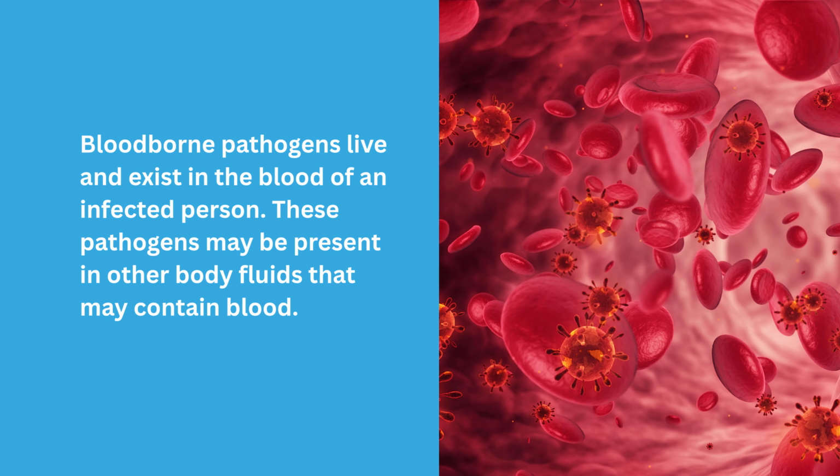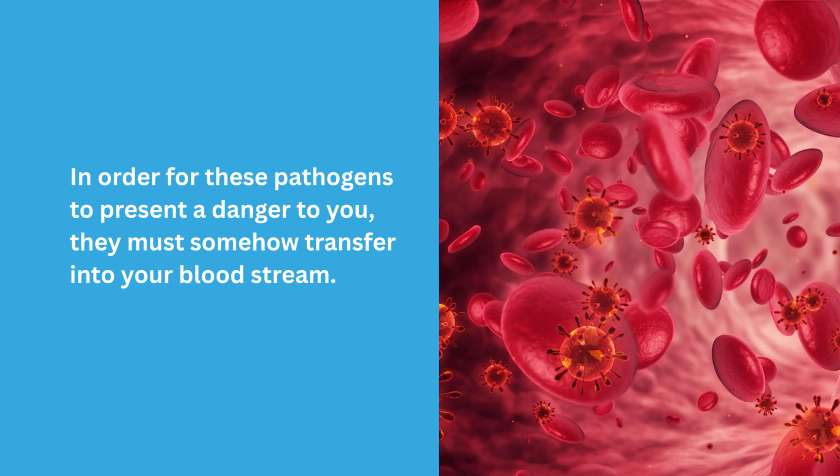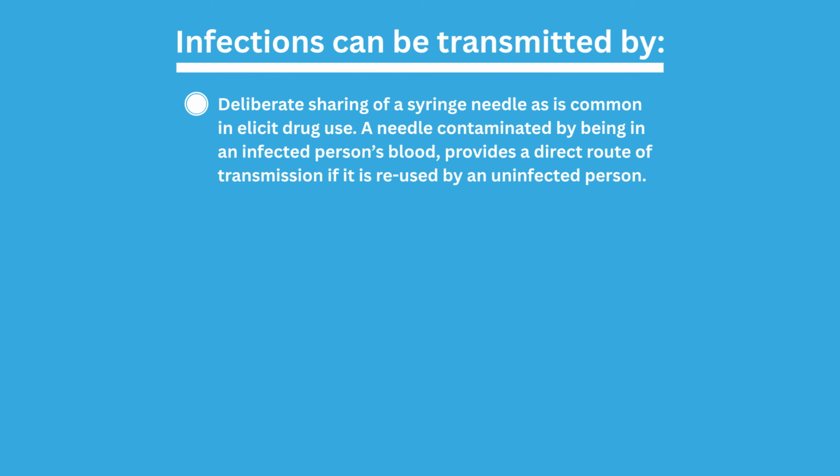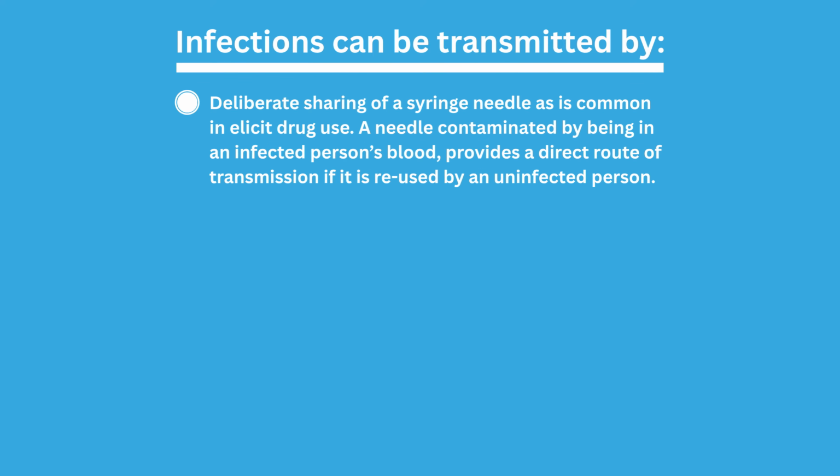These pathogens may be present in other bodily fluids, such as semen, vaginal fluids, or any other body fluids that may contain blood. In order for these pathogens to present a danger to you, they must somehow transfer into your bloodstream. Infection can be transmitted by such activities as deliberate sharing of a syringe needle, as is common in illicit drug use. A needle contaminated by being in an infected person's blood provides a direct route of transmission if it is reused by an uninfected person.